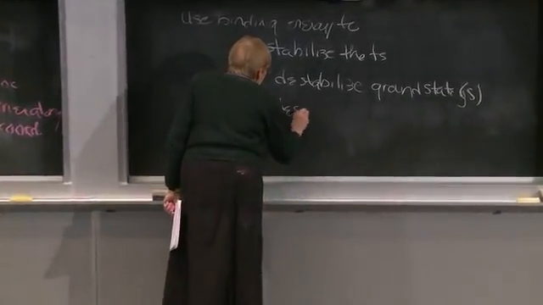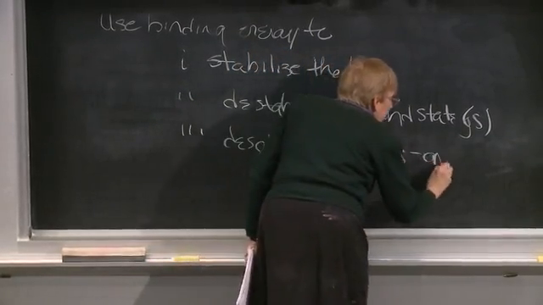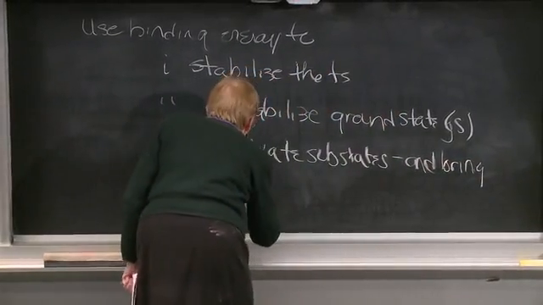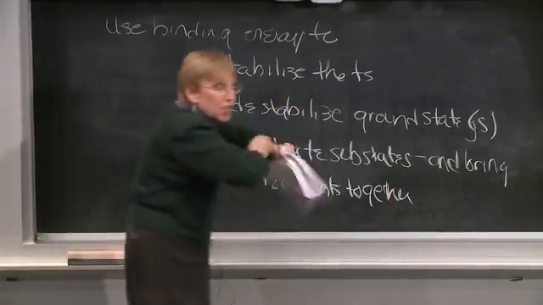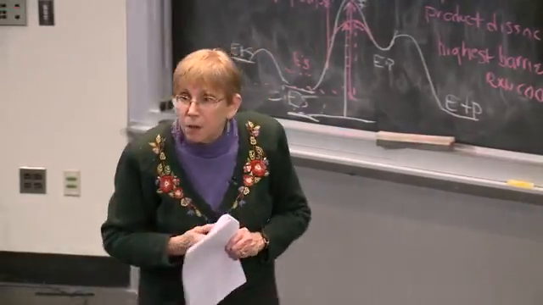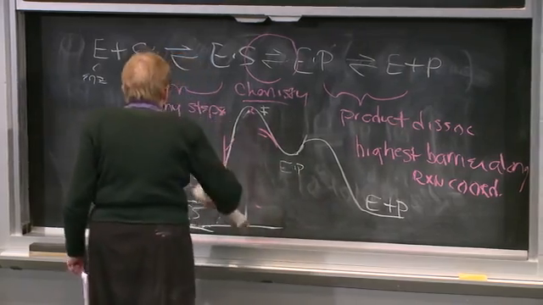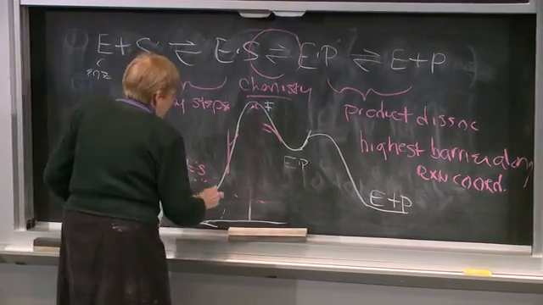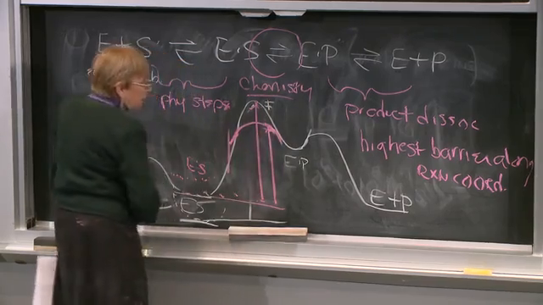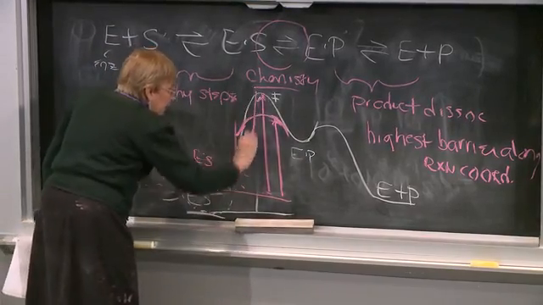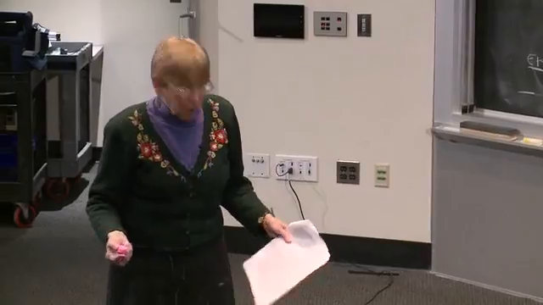So you can desolvate and bring reactants together. You can freeze out rotational, translational entropy, so you're getting everything ready for the reaction to happen. So in this case, let me just erase this and make this clearer. In the beginning, this is the barrier. If you stabilize the transition state, this becomes the barrier. If you destabilize the ground state, then this becomes the barrier. So what we're trying to do is lower this barrier to get the reaction to work.